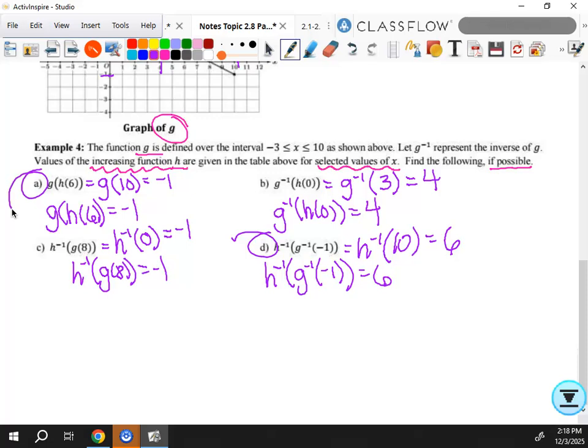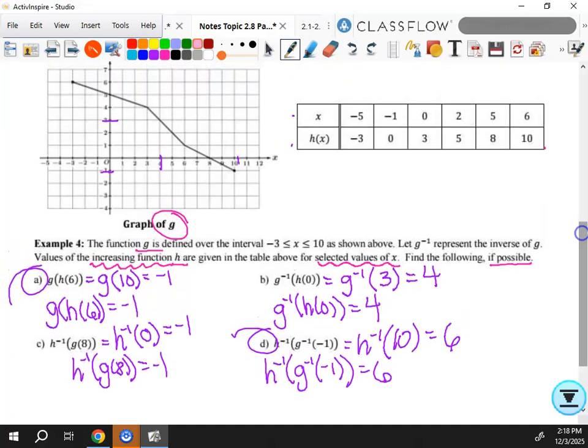We're going to do one more right here that's not on there. I want to find G inverse of H of -5. What is G inverse of H inverse? No, I'm sorry. What is G inverse of H of -5? Okay, what is H of -5? -3, okay? What is G inverse of -3?